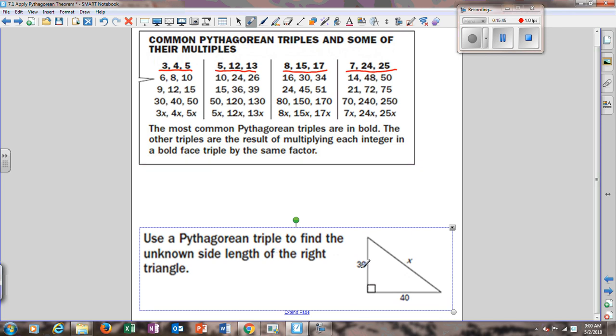Looking at this example, I have 30, 40, that's going to be 50. This is a 3, 4, 5 triangle. Now it's just to multiply by 10.